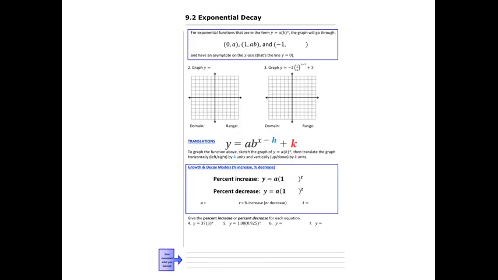Okay, all right, let's go to the next page. I think we're actually done. Let me look.